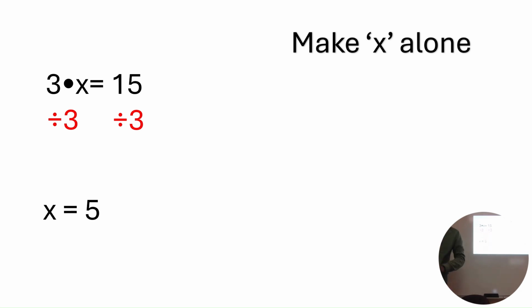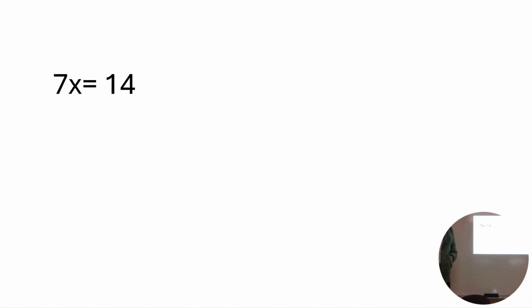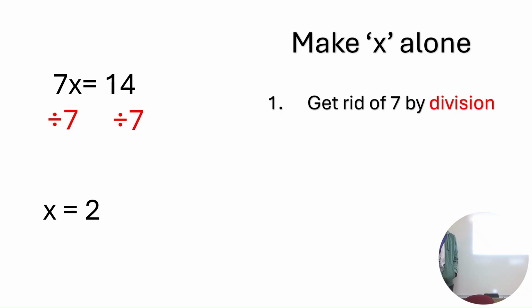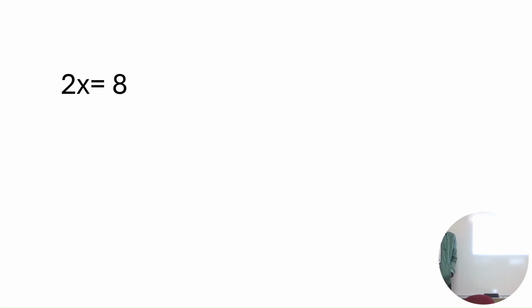And 15 divided by 3, you can use a calculator. That's fine as long as you know how to strategize your algebra. That's good to me. These are nice numbers for now. Yes, that's correct. That's 5. What about this one? How do you solve for x? Divide by 7. Okay. What about this one? You divide by 2. And then you divide 8 by 2, and you will get 4. Correct.